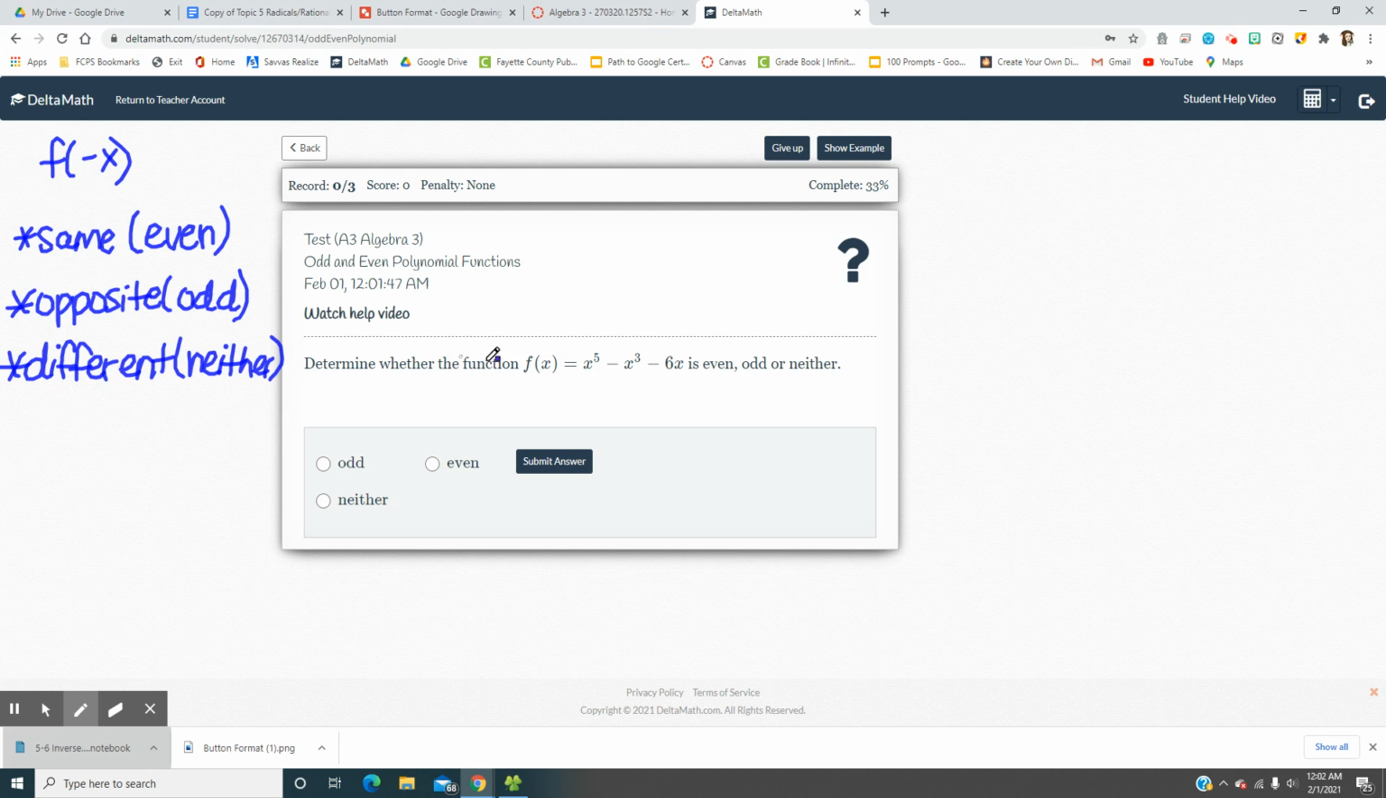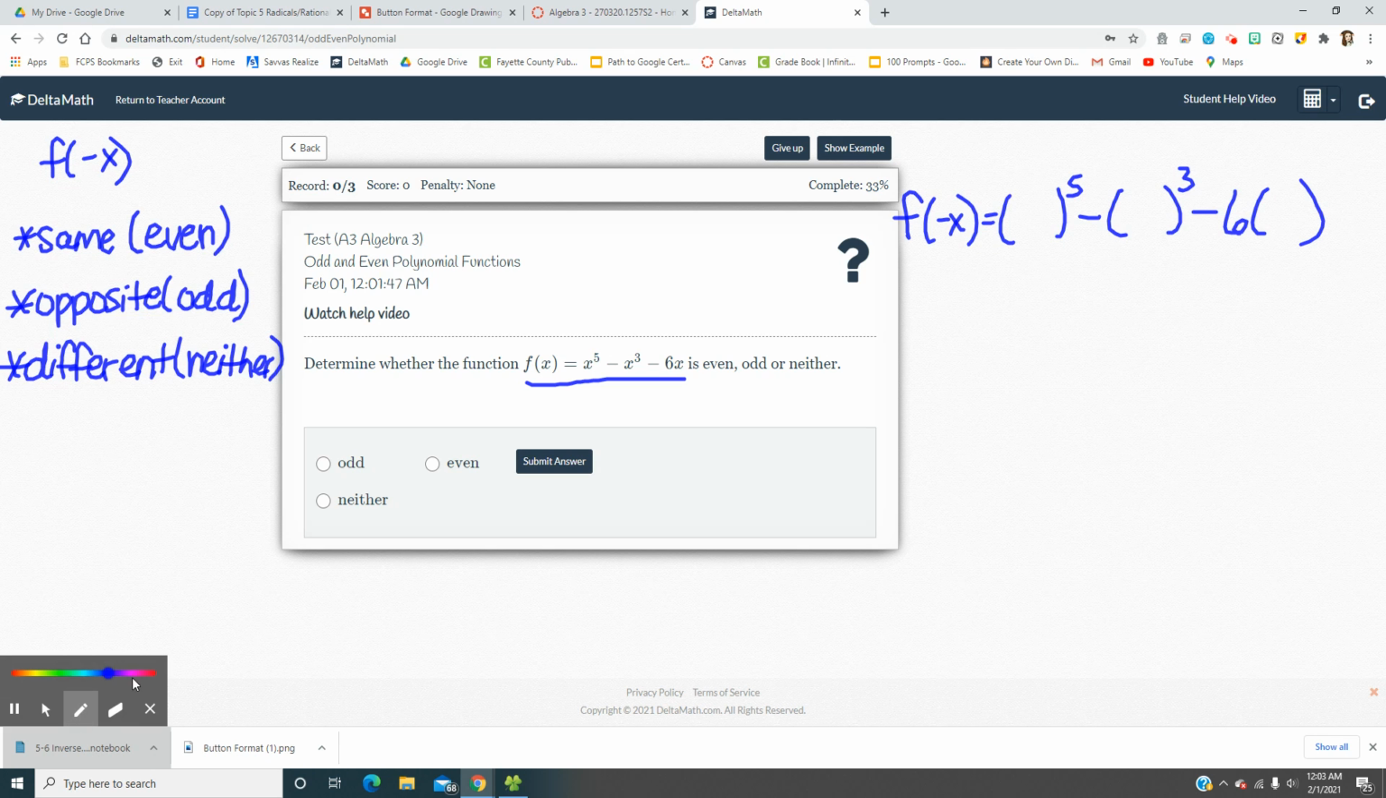All right, so here's my original function, f of x equals x to the fifth minus x cubed minus 6x. I'm going to substitute in negative x for all the x's. So I'm going to copy down this formula, but instead of x's, I'm putting parentheses. So parentheses to the fifth minus parentheses to the third minus 6 times parentheses, and inside those parentheses, I'll put negative x, and then I will simplify everything.